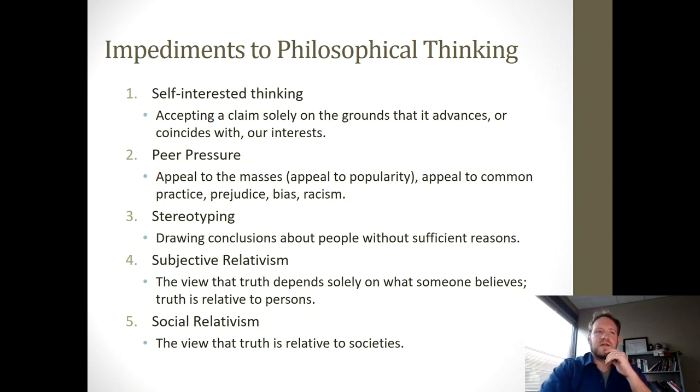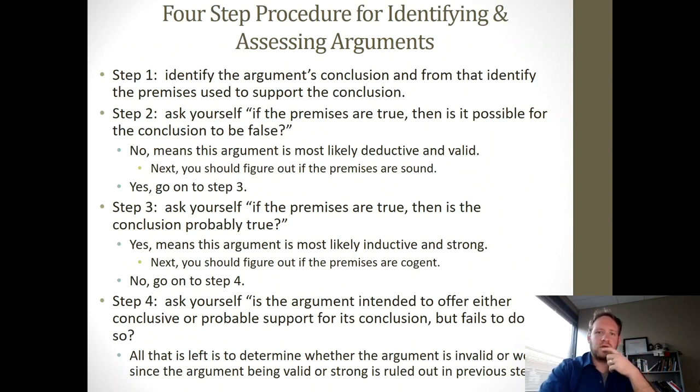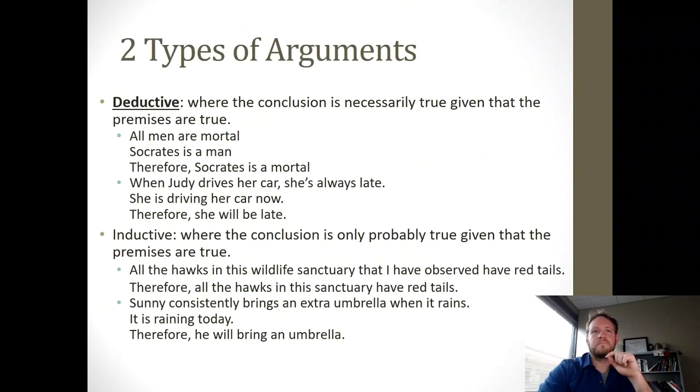So these are all different impediments to philosophical thinking. They can keep us from doing philosophy in an accurate way, right? Or in a helpful, productive way, honestly. So I have this four-step procedure here for identifying and assessing arguments. And you can use this if you'd like. The biggest thing to focus on, at least for this class, is trying to find the conclusion of the argument and then identify the premises used to support the conclusion. This step one is really key, right? This other stuff you can incorporate as well, and it'll give you a good way of evaluating arguments. But the biggest thing is to first find the conclusion and then identify the premises from there, right?